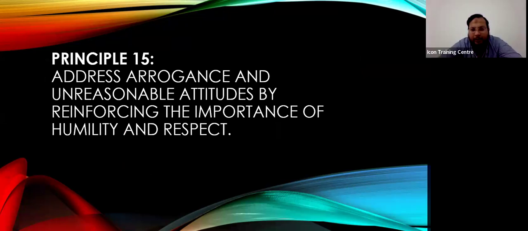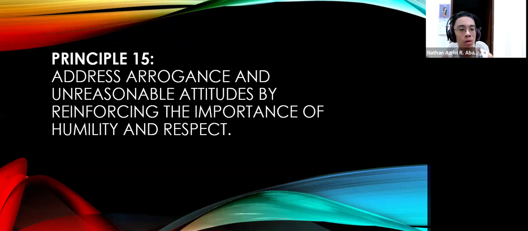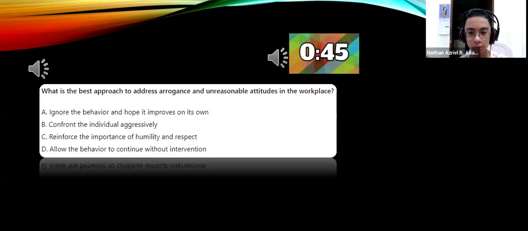Address arrogance and unreasonable attitudes by reinforcing the importance of humility and respect. So reinforcing the importance of humility and respect is like strengthening the humility and respect in your messages, similar to the few previous principles. Letter C, the third one.